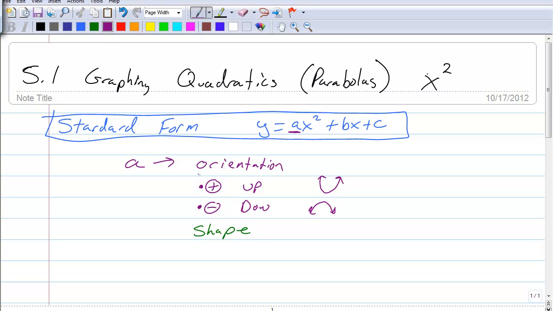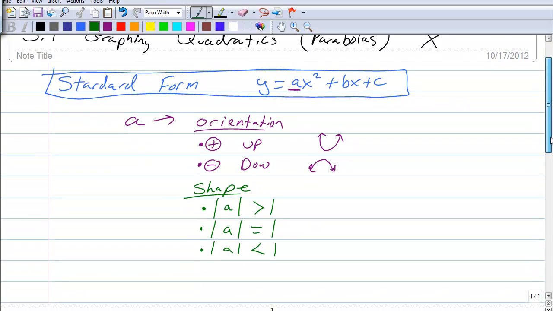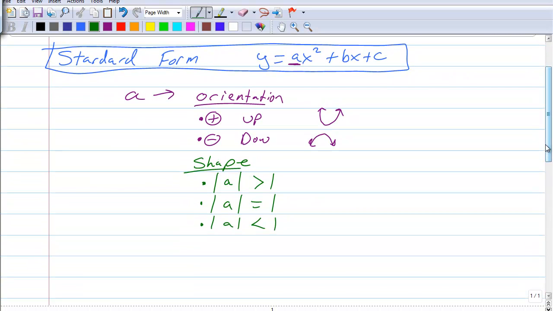So, a is going to tell us about the orientation. It's also going to tell us about the shape. Now, if the absolute value of a is greater than 1, we'll talk about that in just a minute. If the absolute value of a is equal to 1, we'll talk about what shape that's going to be. And if the absolute value of a is less than 1, we'll talk about what that's going to be.